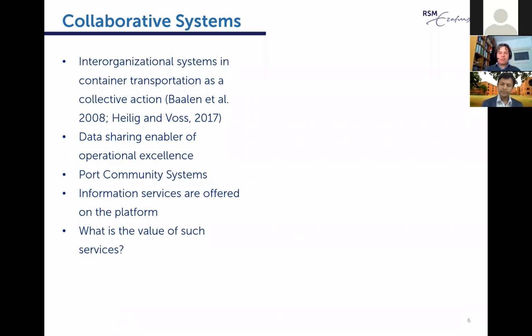Sometimes these collaborative systems have first users that may be entitled to use the system for free because they invested in it. Port community systems are usually operated by public organizations like port authorities and can be considered a public good. The port community systems help sharing data by providing information systems. And the question is, what is the value of such information services?